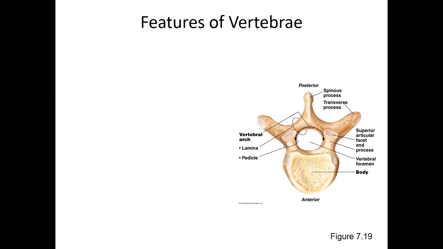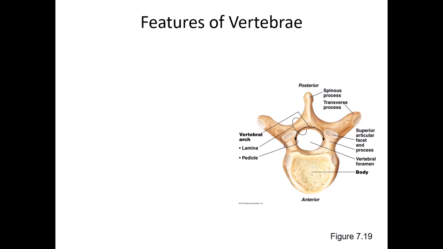Okay, looking now at vertebrae like you did in lab. Most vertebrae have a standard set of features. And you can kind of think of a vertebra as being divided into two parts. The anterior portion is the body, and the posterior portion is what we call the vertebral arch. And the arch is made up of the spinous process, the transverse processes, the lamina between them, the superior and inferior articular processes, and the facets on those processes.